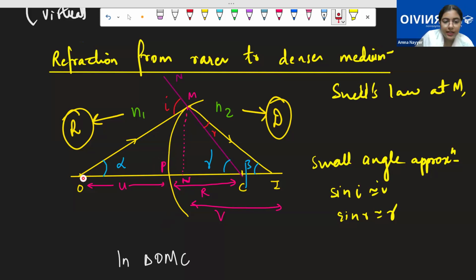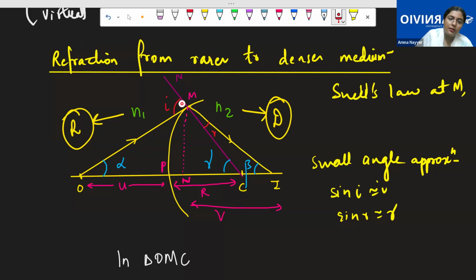Now see, the object and the pole: this distance will be the object distance U. Pole and the image: this distance will be V. Center of curvature to the pole of the surface, that is R. The normal and the incident ray make the angle of incidence, and the normal with the refracted ray makes the angle of refraction.